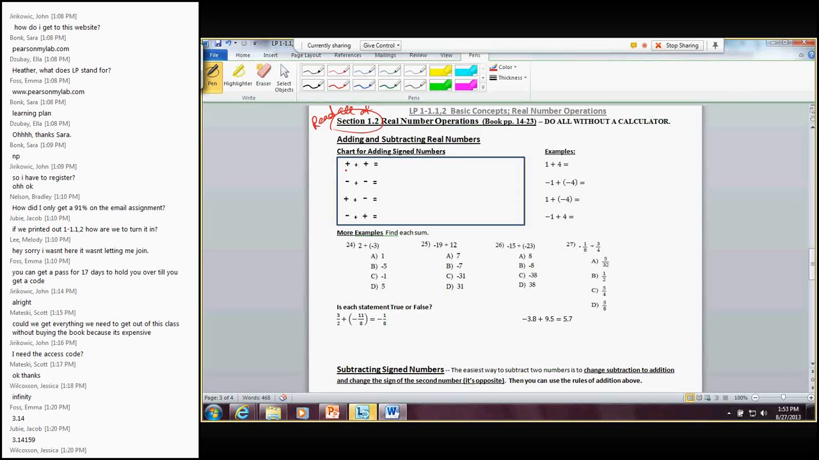So, a positive plus another positive is always going to be a positive number. A negative plus a negative is always going to be a negative answer, negative number. So let's just look at these two over here. Positive 1 plus positive 4 is 5, right? Negative 1 plus negative 4 is negative 5. Okay, so like let's say you owe someone $1 and then you owe them $4 more. Don't you owe them a total of $5?